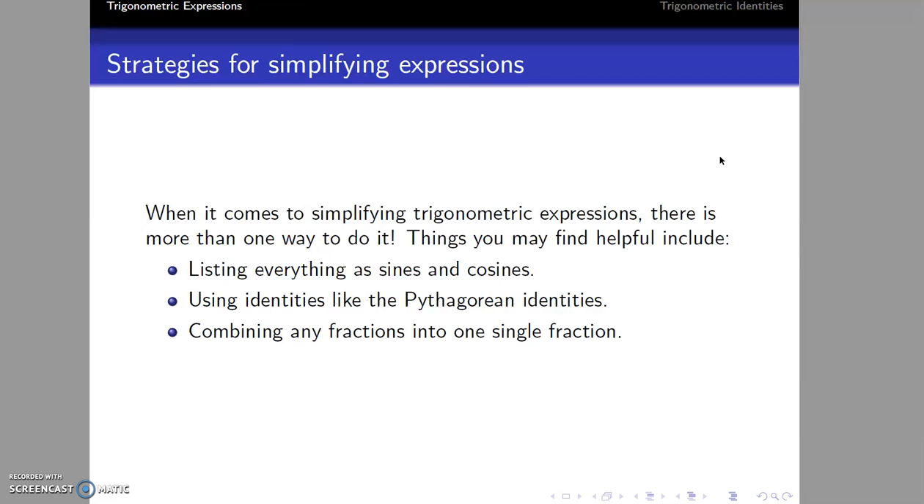One thing to try is list everything as sines and cosines. That might be the first thing we do, and if all else fails, that might be the last thing we try. It always can help. Other things we might want to hold on to is we can use existing identities. Currently we have the Pythagorean identities at our disposal. We also have the even-odd identities. But we will add more and more identities onto that list as we go.